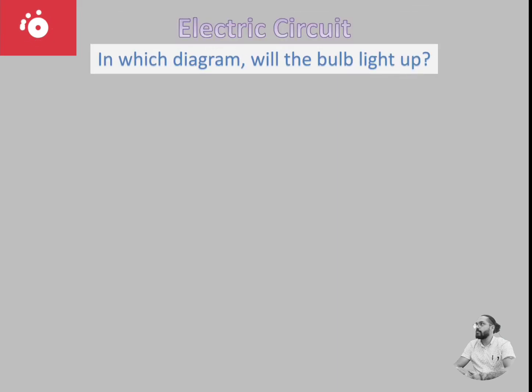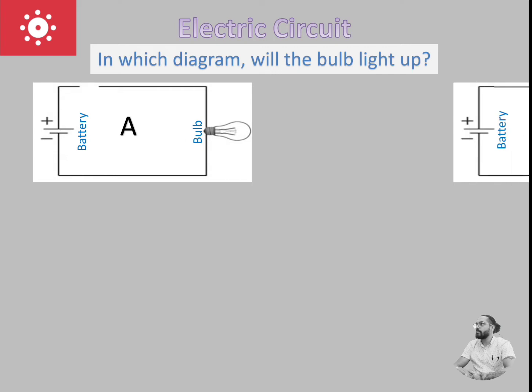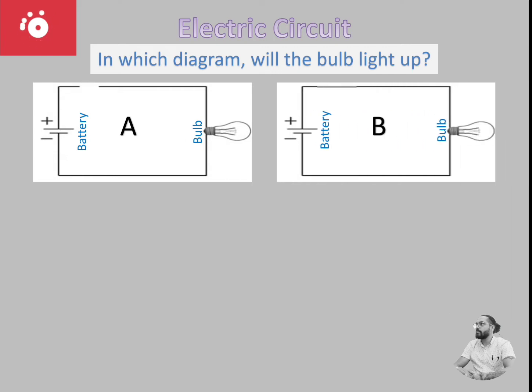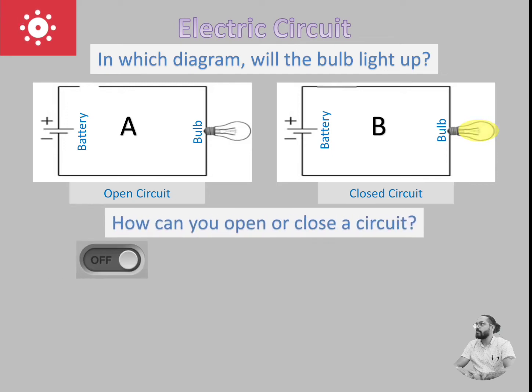We are now going to look at an experiment which will help us better understand electrical circuits. So there are two circuits, A and B. Which one do you think the bulb will light up, in A or in B? Yes, the bulb will light up in circuit B. The reason is because A is an open circuit whereas B is a closed circuit, which means that electricity will flow from the battery to the bulb.